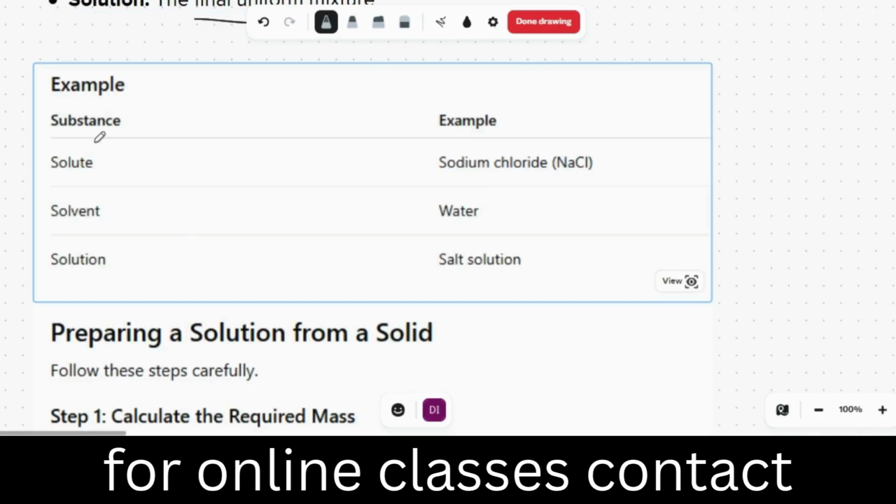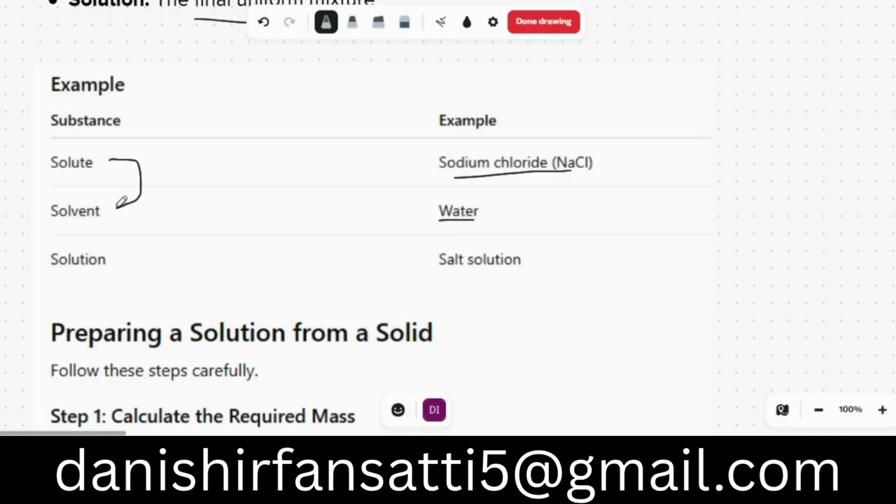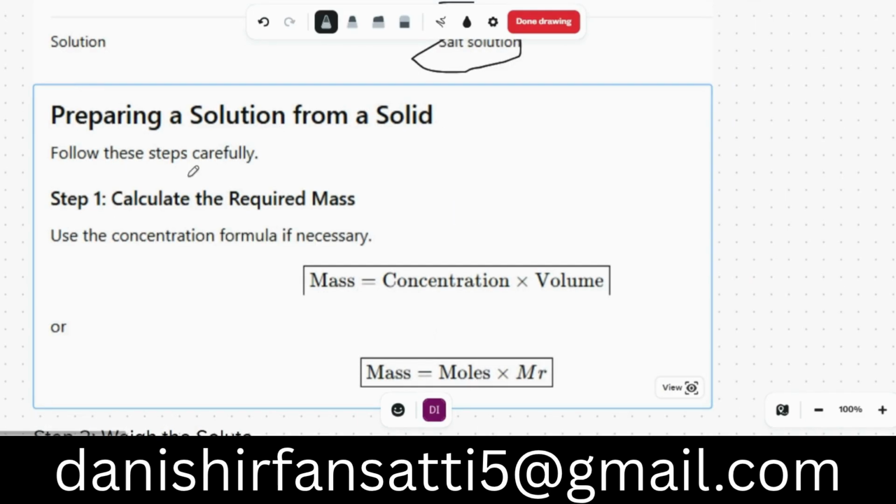The solute is sodium chloride, for example, and the solvent is water. If we dissolve the solute into the solvent, that will give us a solution that is called a salt solution.